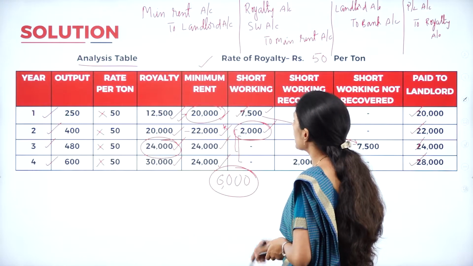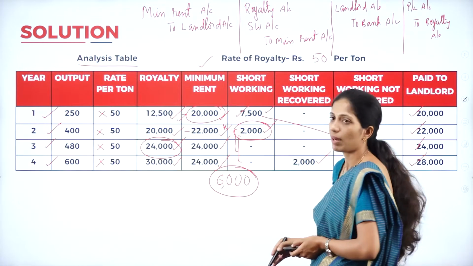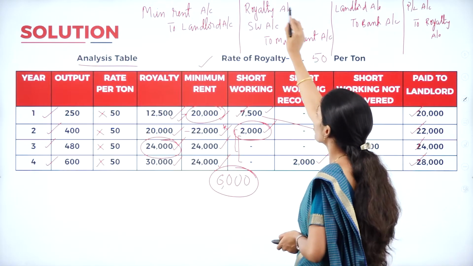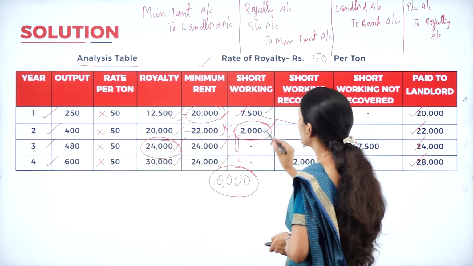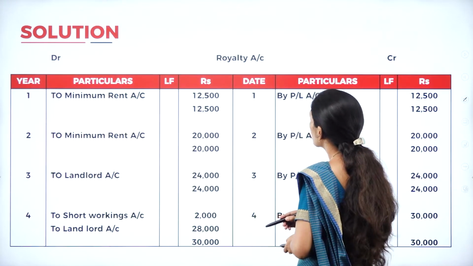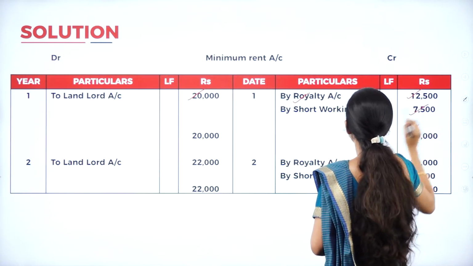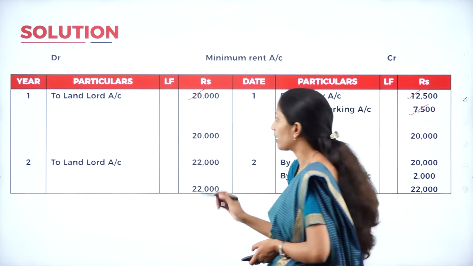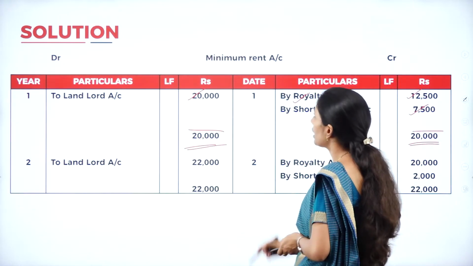Next, coming to the second entry, royalty account debtor, short workings account debtor to minimum rent. So in minimum rent, how do you write? By royalty. So royalty is how much? 12,500. By short workings 7,500. So in minimum rent, by royalty 12,500, by short workings 7,500. So both the sides are equal. So we are done with minimum rent.